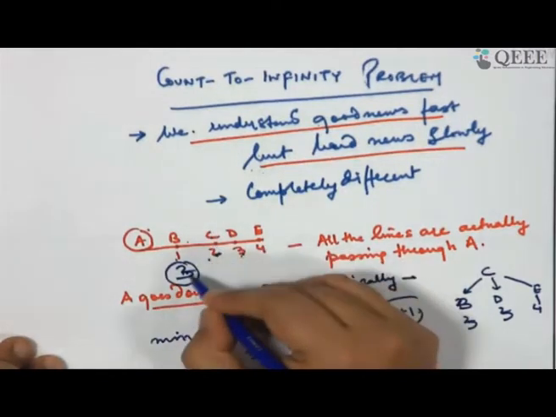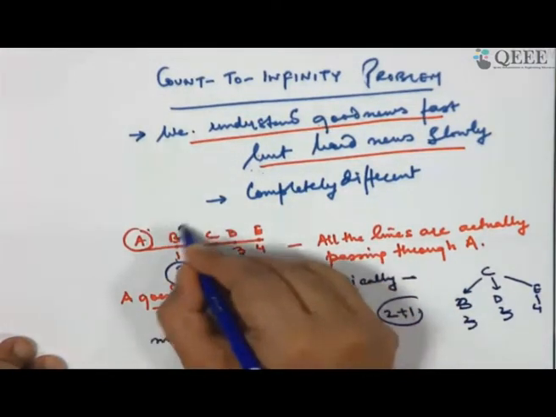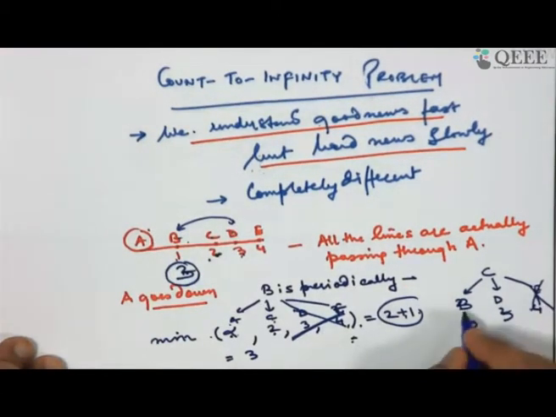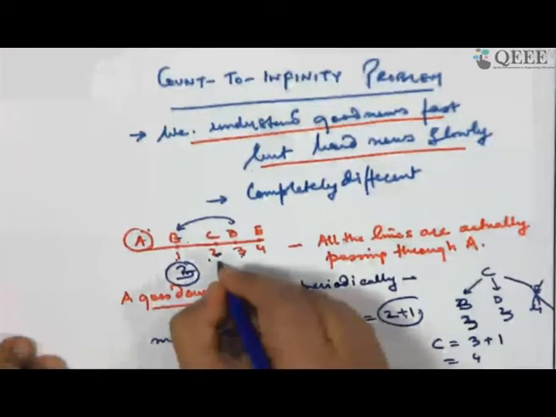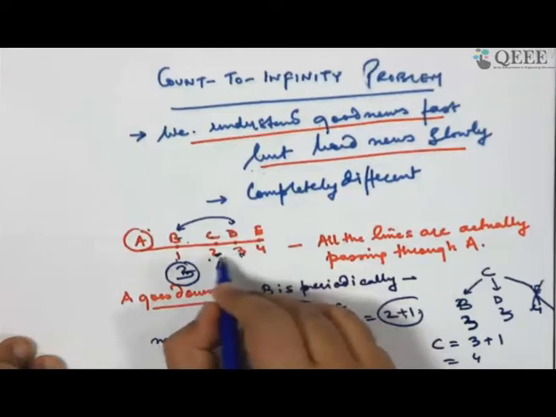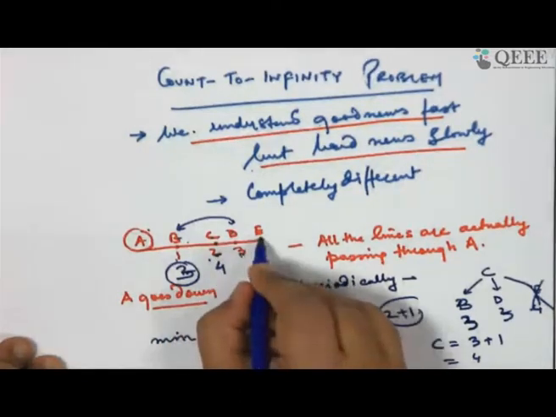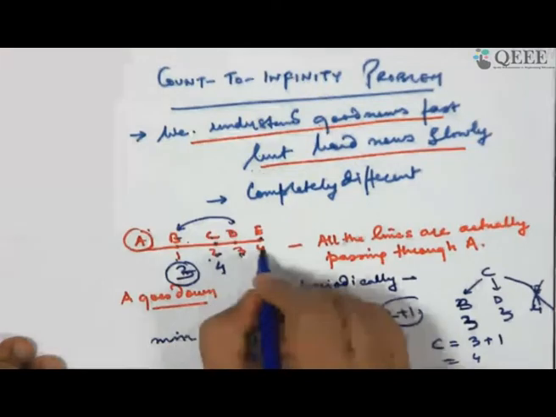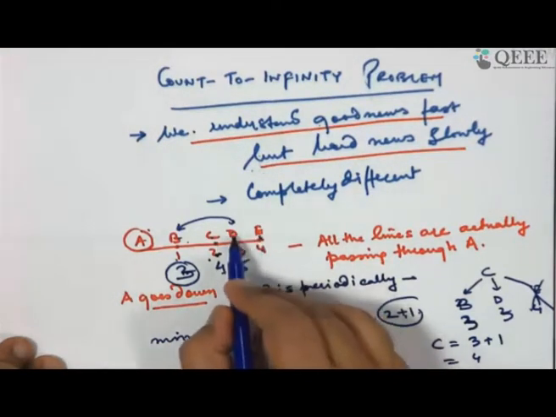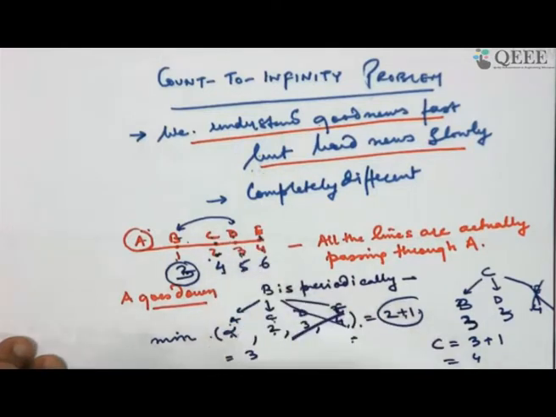Now, C has 2 neighbors, B and D. B is also 3 and D is also 3. So, then C will write 3 plus 1, 4. So, this becomes 4. Now, D has 2 neighbors, C and E. Both have 4, so we will write 5. And E has one neighbor D, which has 5, so it will write 6.